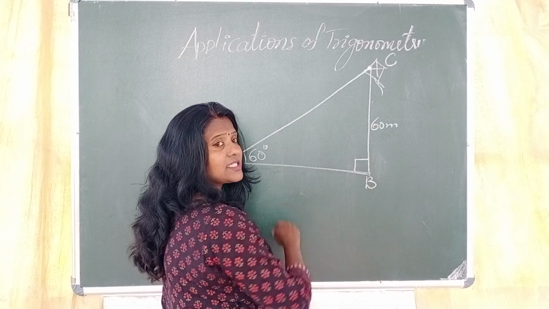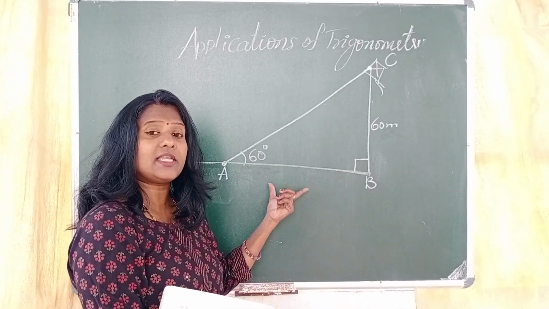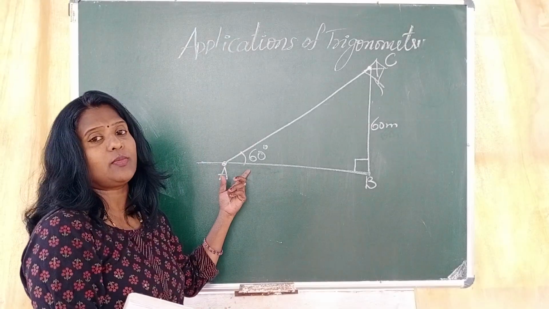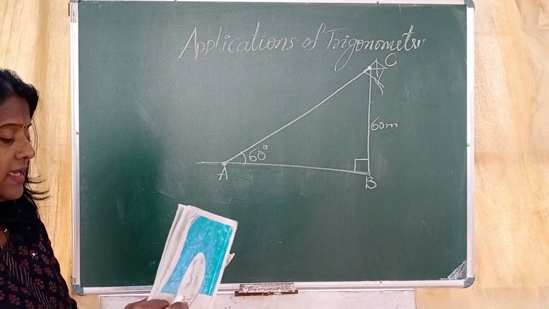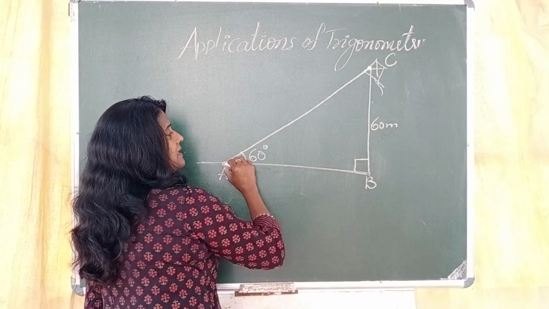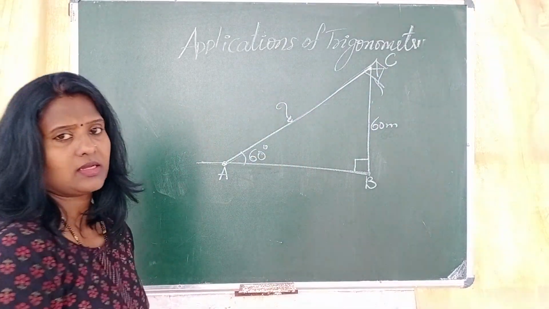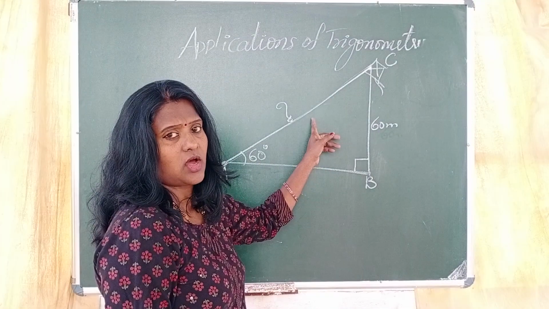You cannot consider 60 degree at the other place because he has told that it is inclination with the ground, so from the ground itself it must be 60 degree. Now what you have to find, he is asking you to find the length of the string. This is the question mark. Here length is nothing but AC. AC you have to find out.